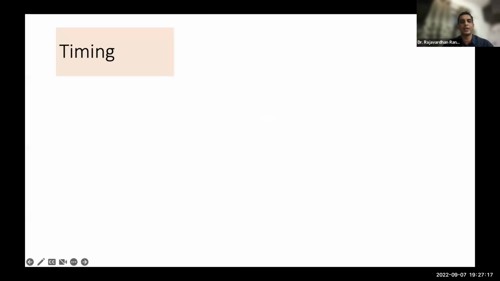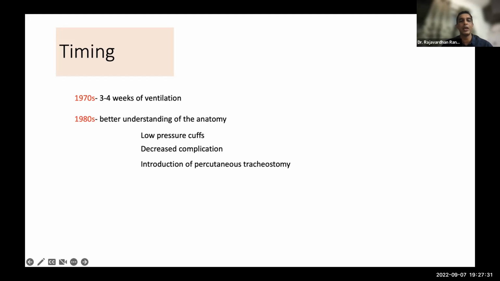Timing, from the historical perspective: the concept that tracheostomy can be done in a patient with prolonged ventilation arrived in the 1970s. Initially they said that after 3 to 4 weeks of mechanical ventilation we can consider tracheostomy. With better understanding in the 1980s, there was development of the new pressure curve. They started to know that we can decrease the complications, and in the meantime percutaneous tracheostomy was introduced. Then in the 1990s, with all this understanding, they felt the timeline could be decreased. Don't need to wait for 4 weeks, we can come down to 21 days.